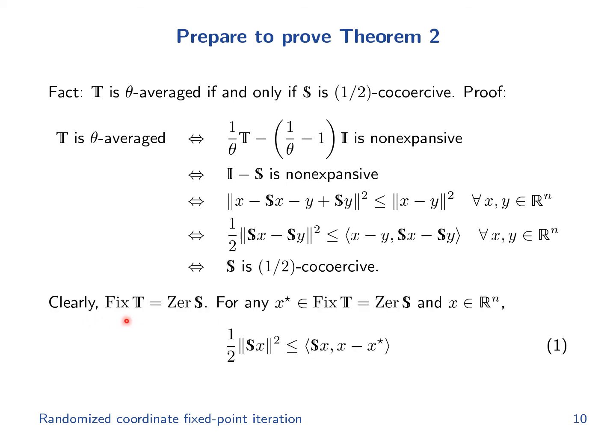By definition, the fixed point set of T is the zero set of S. Therefore, any point that is a fixed point of T is a zero of S. Look at this inequality. If we let y be x star, then S of y will be 0, and so this disappears, this disappears, and that gives us this inequality that we'll use in our proof.